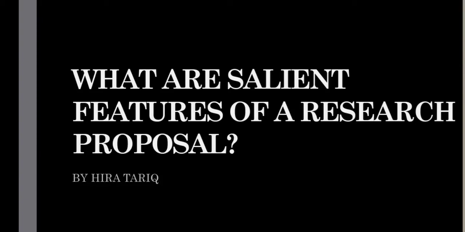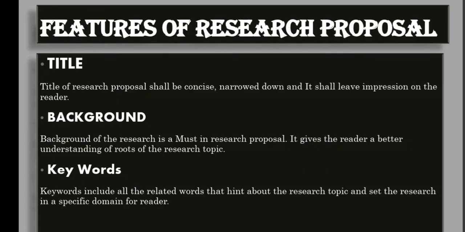Okay, so today's topic is what are the salient features of a research proposal, or essential components or headings you should consider while making a research proposal. So, first of all, is the title. A title can be a description or a question, and it shall be narrowed down. It shall leave an impression on the reader.